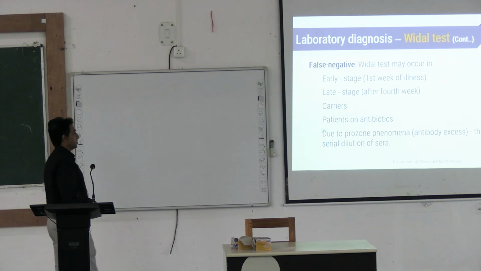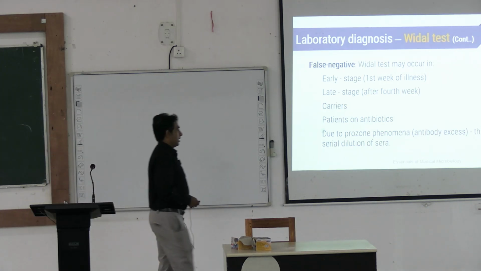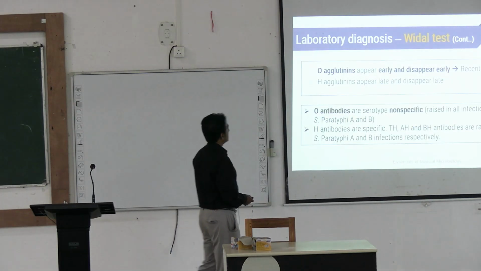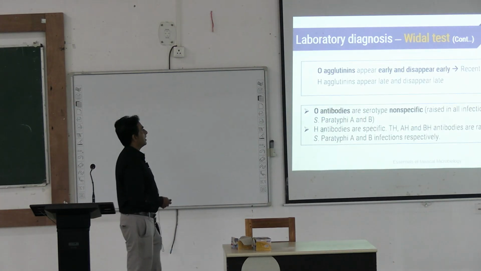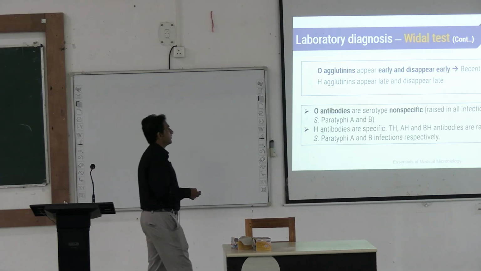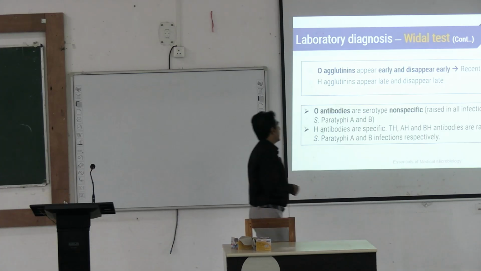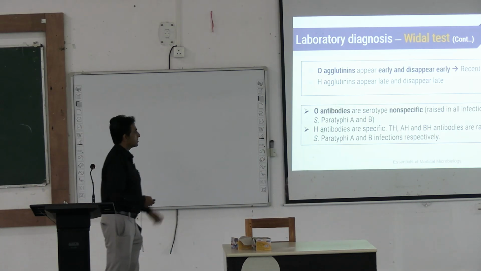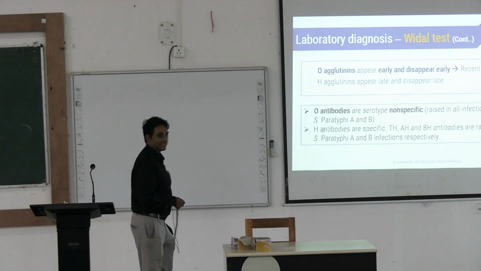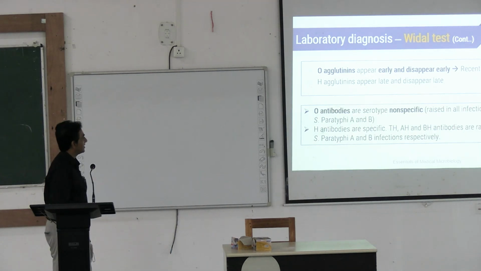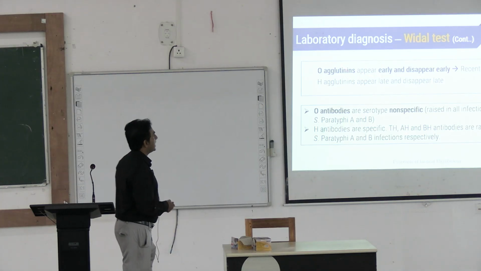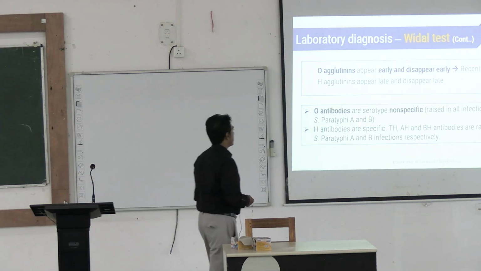False negatives may also occur due to the prozone phenomenon, antibody excess; this can be obviated by serial dilution of the sera. The O agglutinins appear early and disappear early, so this signifies recent infection. H agglutinins appear late and disappear late. So since O comes first, its rise means recent infection. O antibody appears early and disappears early, recent infection. H agglutinins appear late and disappear late.